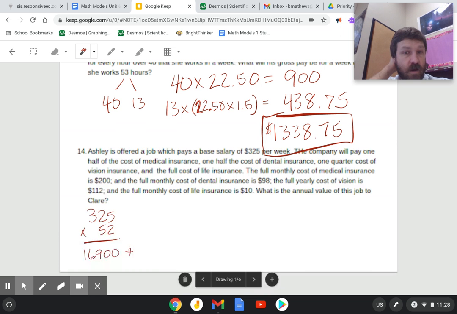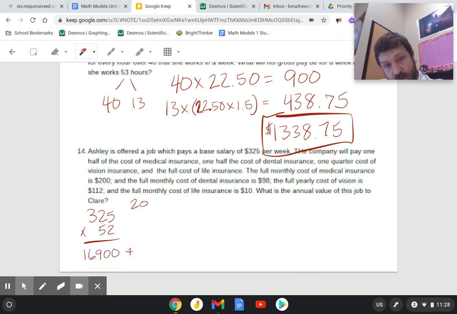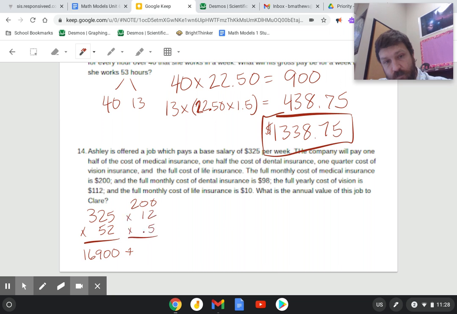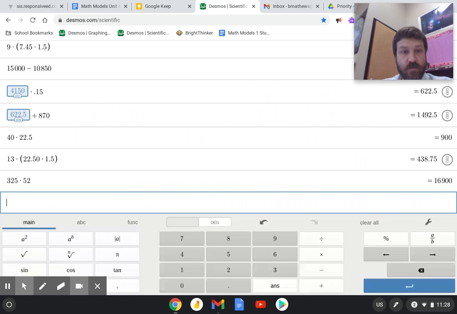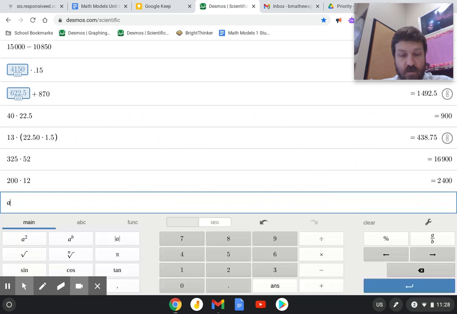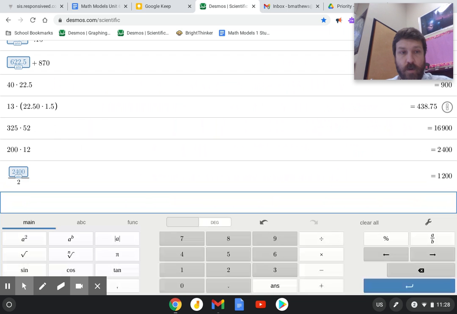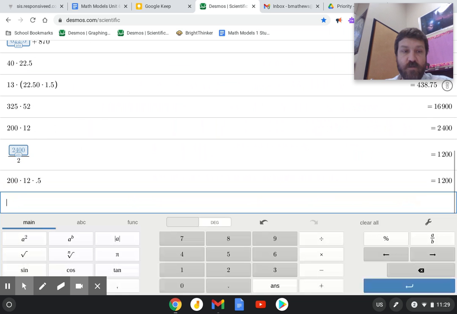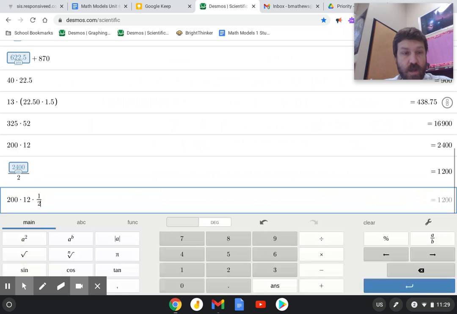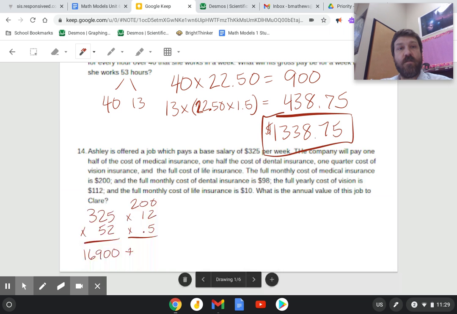They're going to pay half the cost of medical insurance. Medical insurance is $200 times 12 for each month. And then they're going to do half, so we do times 0.5. 200 times 12 times 0.5, or 200 times 12 divided by 2. Either way, you get the same answer. I'll show you. 200 times 12 times 0.5, or you can do times 1/2. You get 1,200.